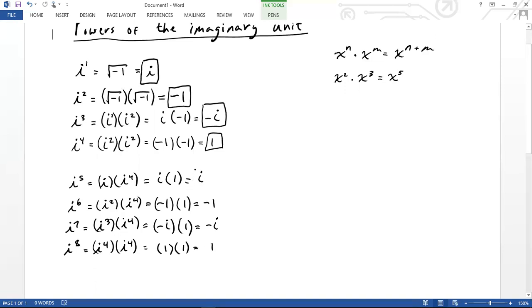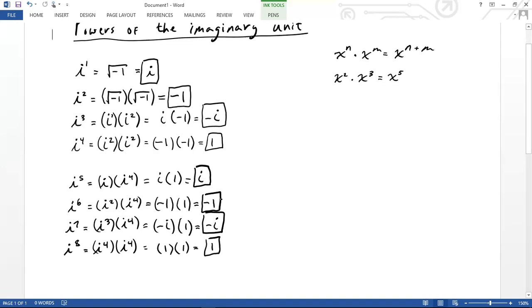Okay, notice the pattern repeated. We have i, -1, -i, +1. Okay, it's going to repeat. Every 4 exponents, it's going to repeat.